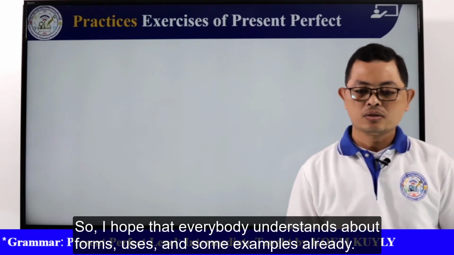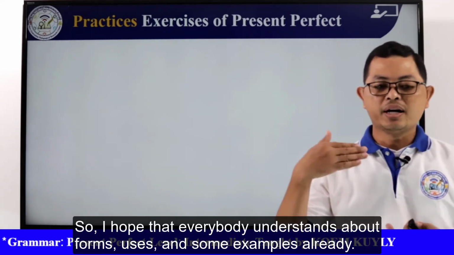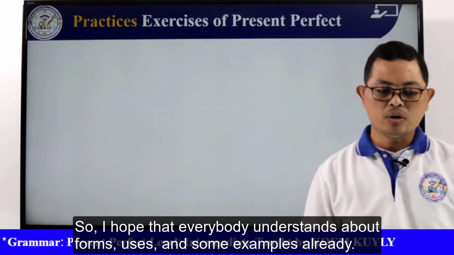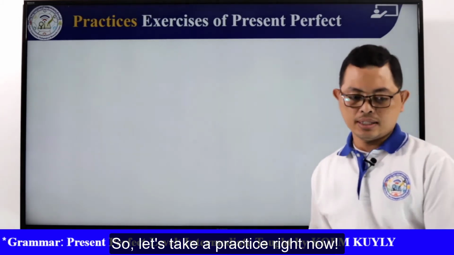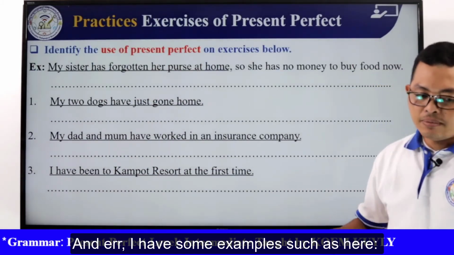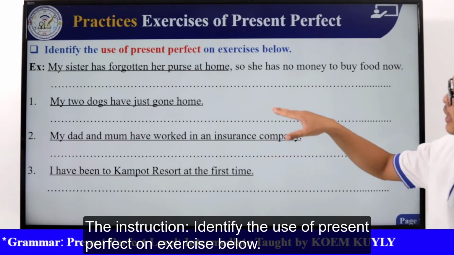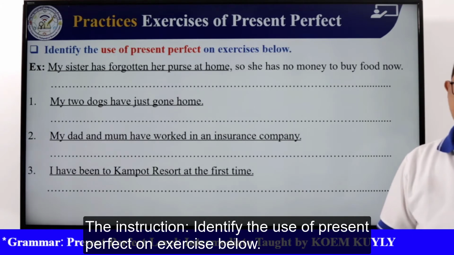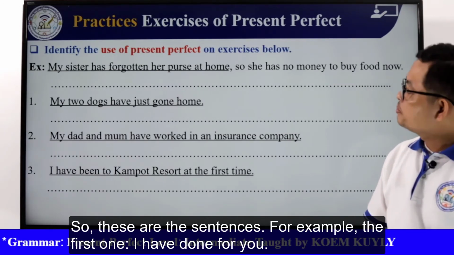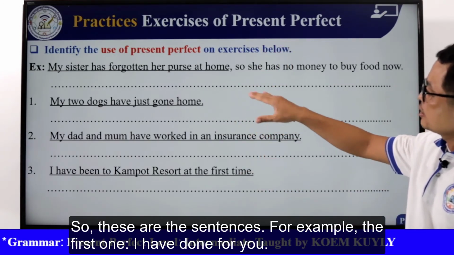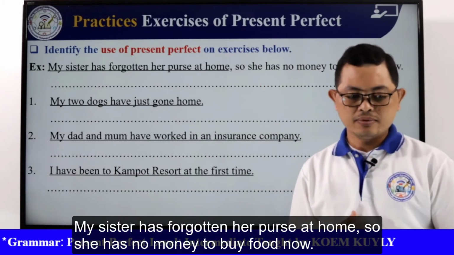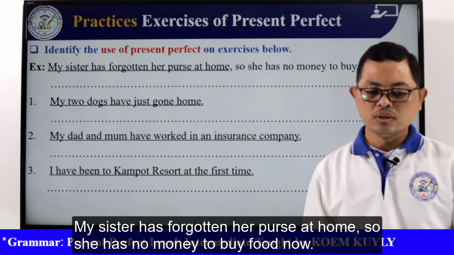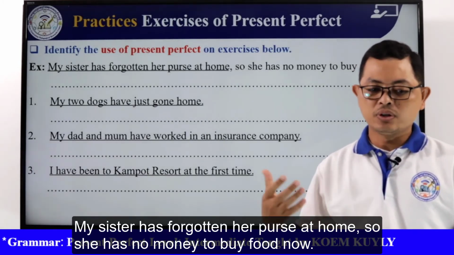Right, the practice. So I hope that everybody understands about form, use, and some examples already. So let's take a practice right now. I have some examples here, and the instruction: identify the use of present perfect in the exercise below. So these are the sentences. For example, the first one I have done for you. My sister has forgotten her purse at home, so she has no money to buy food now.